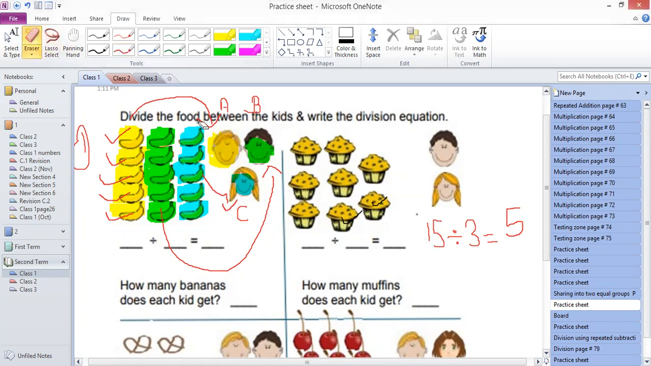Now, we need to write a division sentence. How to write a division sentence, guys? The total number of bananas is 15. So you will write 15 first. You want to divide into how many groups? You want to divide into 3 kids. After division, each will get 5 bananas. This is your answer. All clear, guys? Yes, sir. Very good, very good.